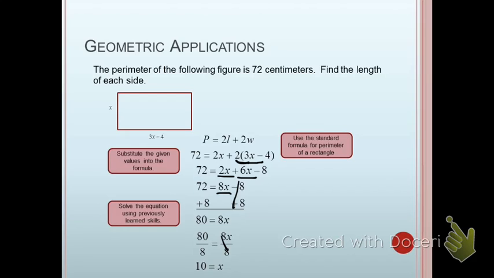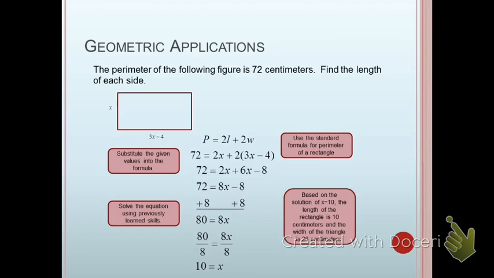Now let's go ahead and substitute the number 10 in for x to find the length and width of the rectangle. So we see that one of the sides of the rectangle would be 10 centimeters long, and to find the length of the other side, we would have to say 3 times 10, which is 30, minus 4, which is equal to 26 centimeters. Okay?